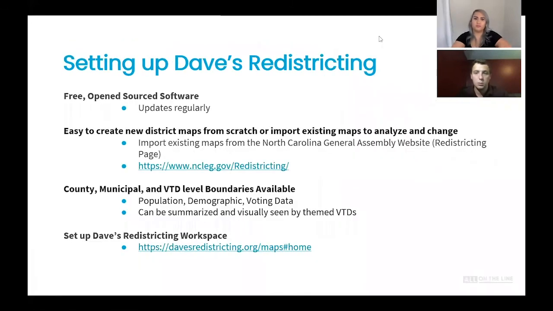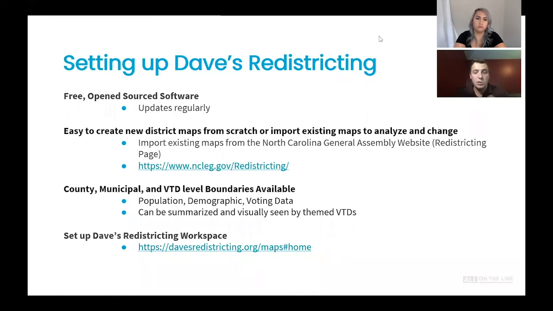Exactly. So let's go ahead and set up Dave's Redistricting. So Dave's Redistricting is a free and open source software which has regular updates when they have new data or additional features. It's very easy to create new district maps from scratch or import existing maps in order for you to analyze and change them. You can use this link here to take you to the North Carolina General Assembly website, which has the data for currently enacted plans. And I will go through how you can download that and import it into Dave's.